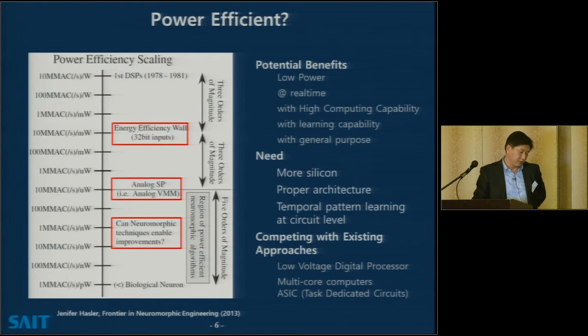But another issue raised even in using this approach is that we may need more silicon, because our brain does not. I don't know exactly, but during my research in the company, it needs more silicon to handle the same function. And we also need a proper architecture, and we need some knowledge about why this is much better than existing architecture like ASIC.